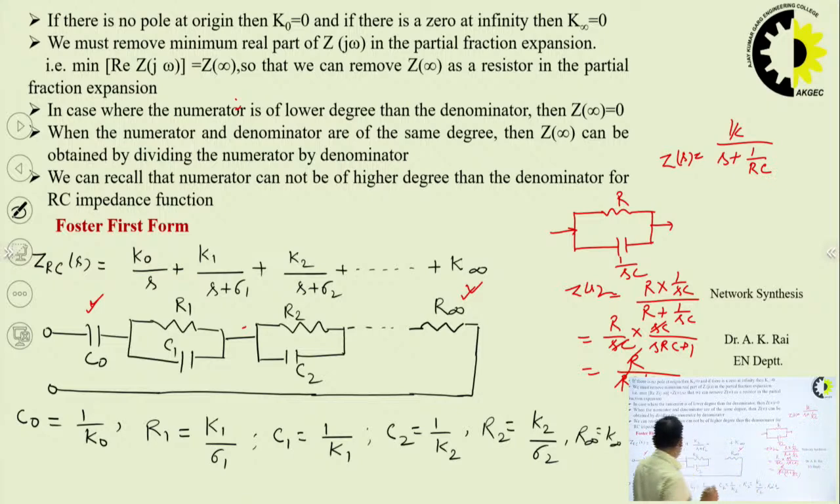So look at this, K1 by S plus sigma 1. So what is K1? K1 is 1 by C1. So C1 is 1 by K1. So we can get this term. If you are not able to remember, then you can find it out, it hardly matters. Then C2 is 1 by K2 and 1 by RC is sigma 1. So we can get R1, which is K1 by C1, this one and this one. This way we can find the values of these components, and this is the general structure of Foster form of RC impedance function.